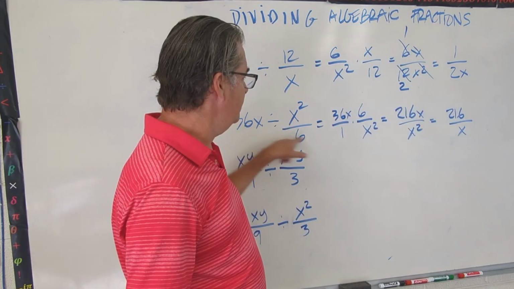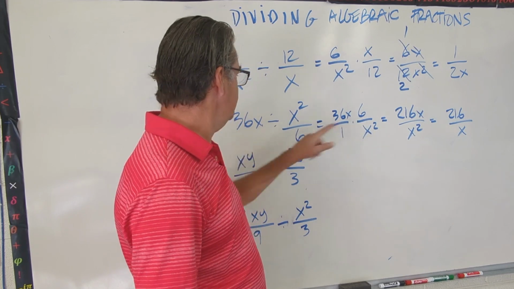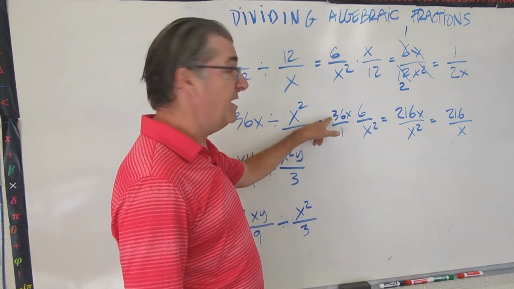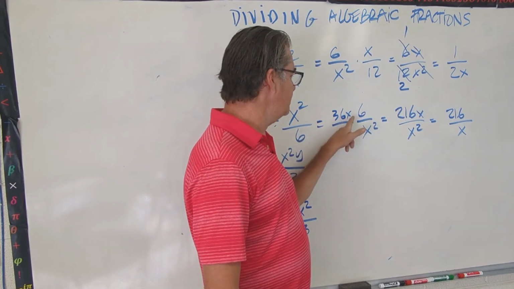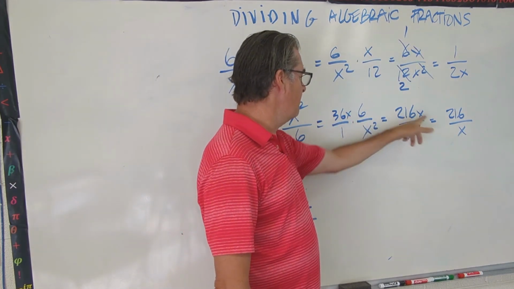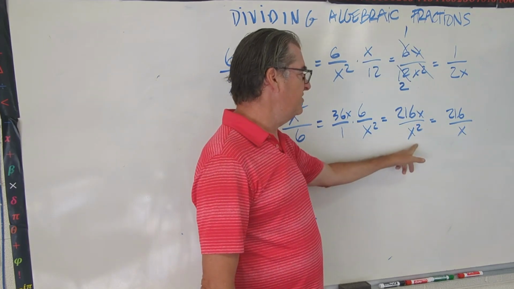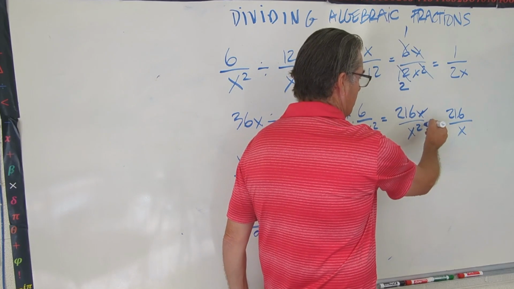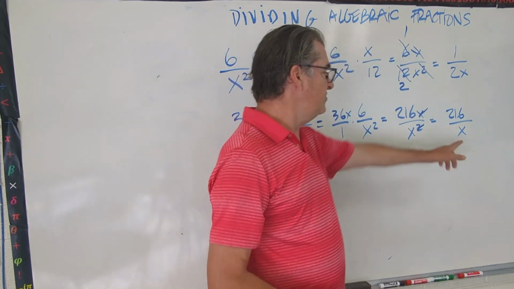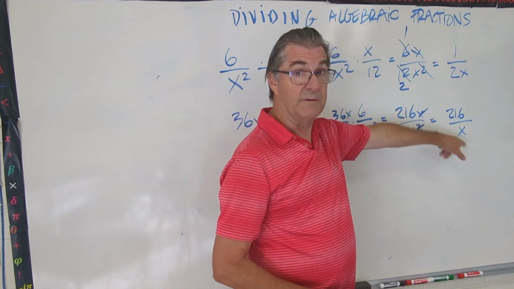Flip the second fraction, put it here, multiplication. 36 over x is the same as 36x over 1. So then I multiply straight across. 6 times 36 is 216, bring my x over. 1 times x squared is just x squared. Now I can do a bunch of canceling. This x cancels out as well as the squared does. So I have 216 over x is my answer.